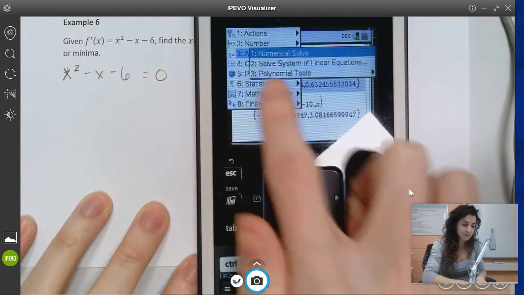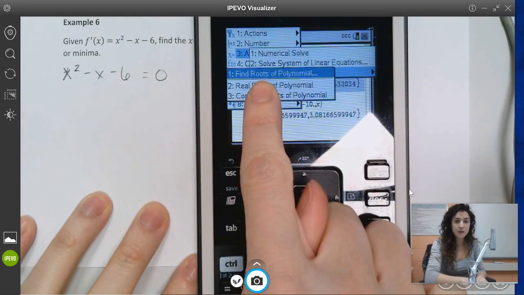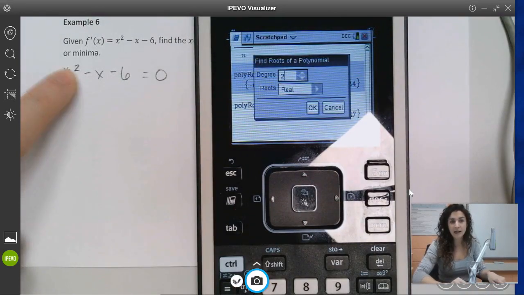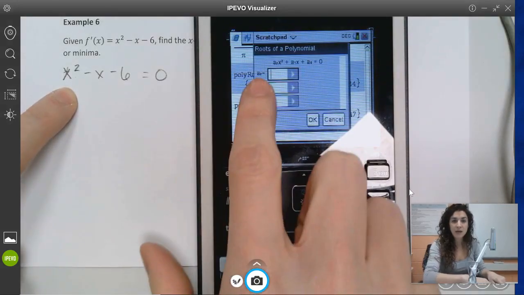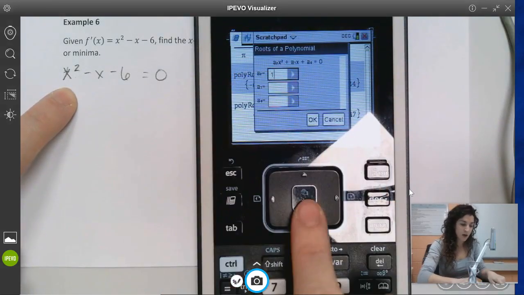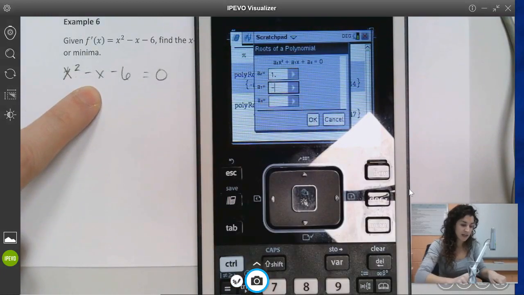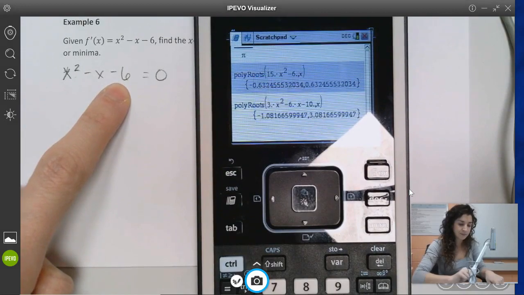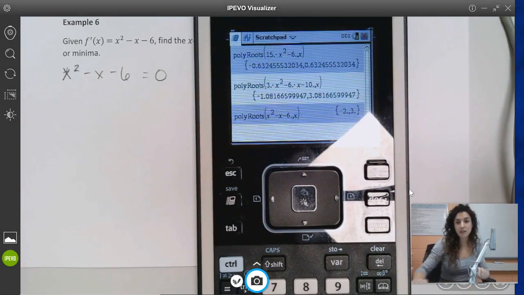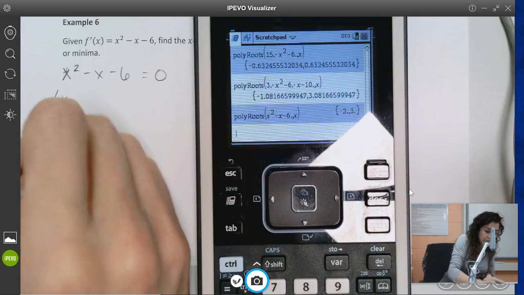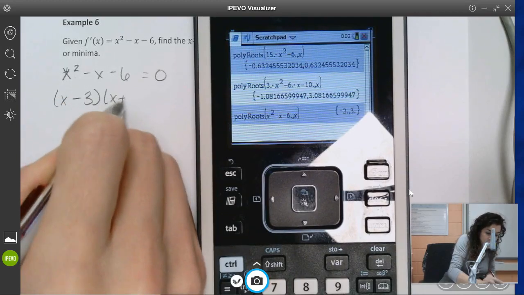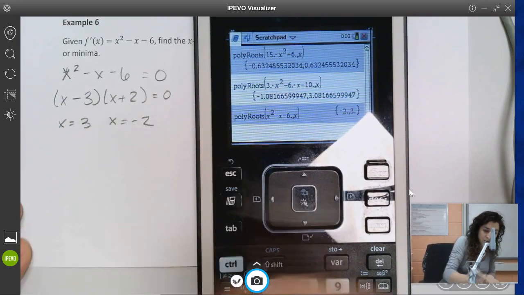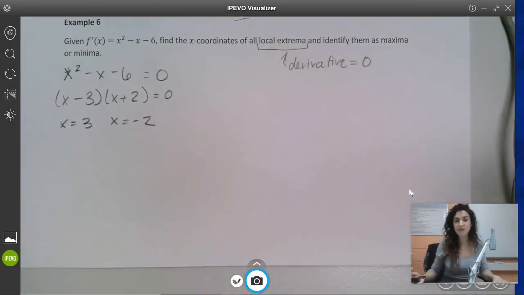So go to algebra, polynomial tools, find roots of a polynomial. This has a degree of 2 because that's the highest exponent we have. And then we can plug in, okay, what's the number in front of x squared? It's 1. What's the number in front of x? It's negative 1. What's just the number? Well, that's negative 6. And it solves it for you. Or you could have done, okay, that's x minus 3 times x plus 2 equals 0, x equals 3, x equals negative 2. Or, okay, it gives it to you.